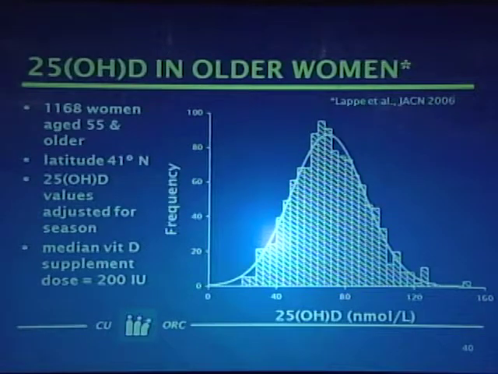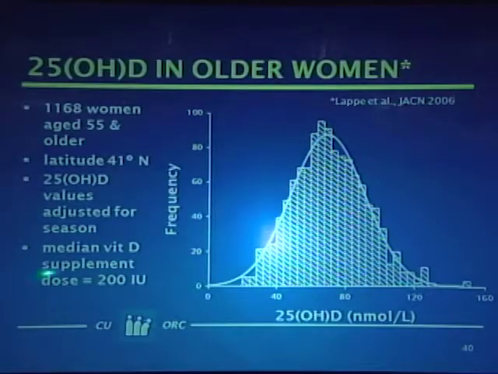Here, to get a more comprehensive look, is the population of women that we studied in the central part of the country and published a few years ago, and you'll see some data with respect to the cancer incidence in these women. But nearly 1,700 women aged 55 and older at 41 degrees north latitude, and here are their 25D values adjusted for season. We had a very good seasonal effect, and we had even intake across all the 12 months of the year, so we were able to get a very nice sine curve out of it.